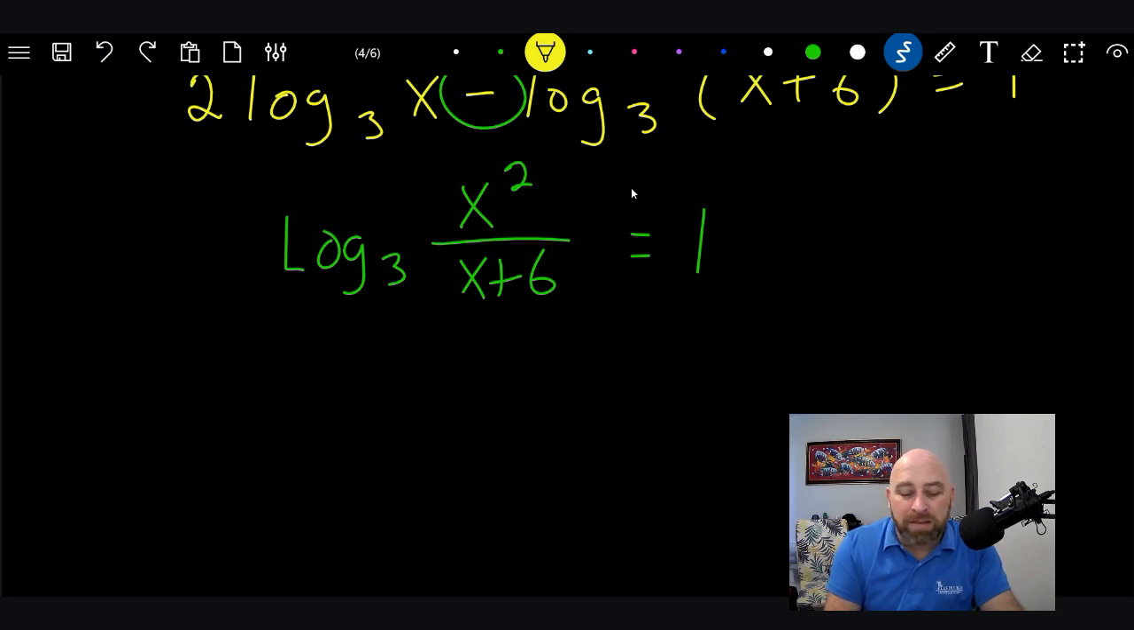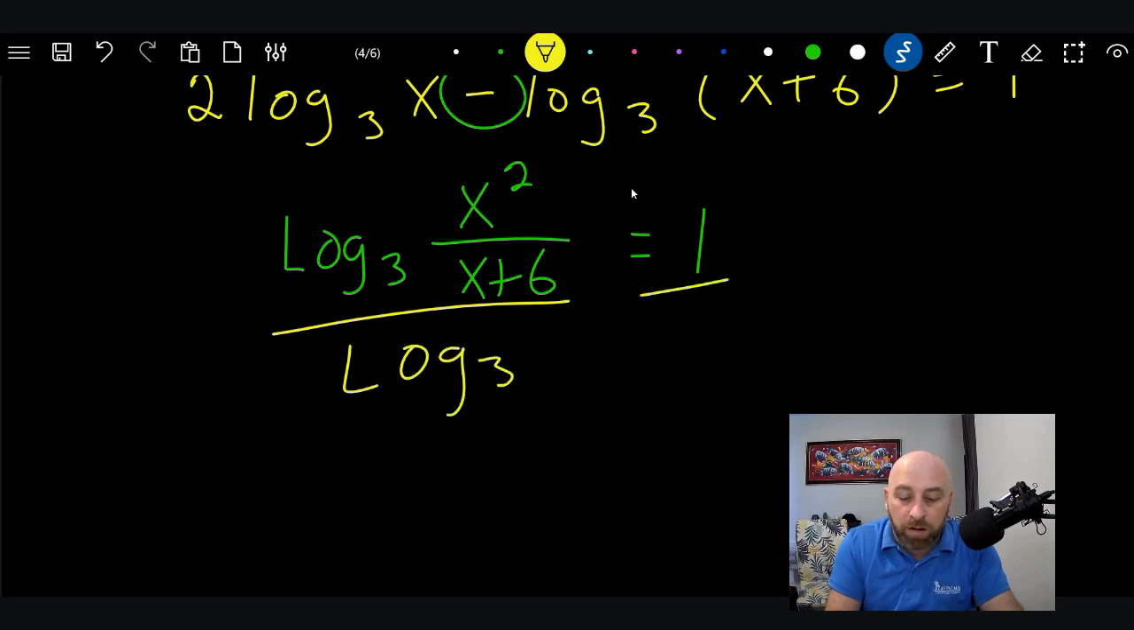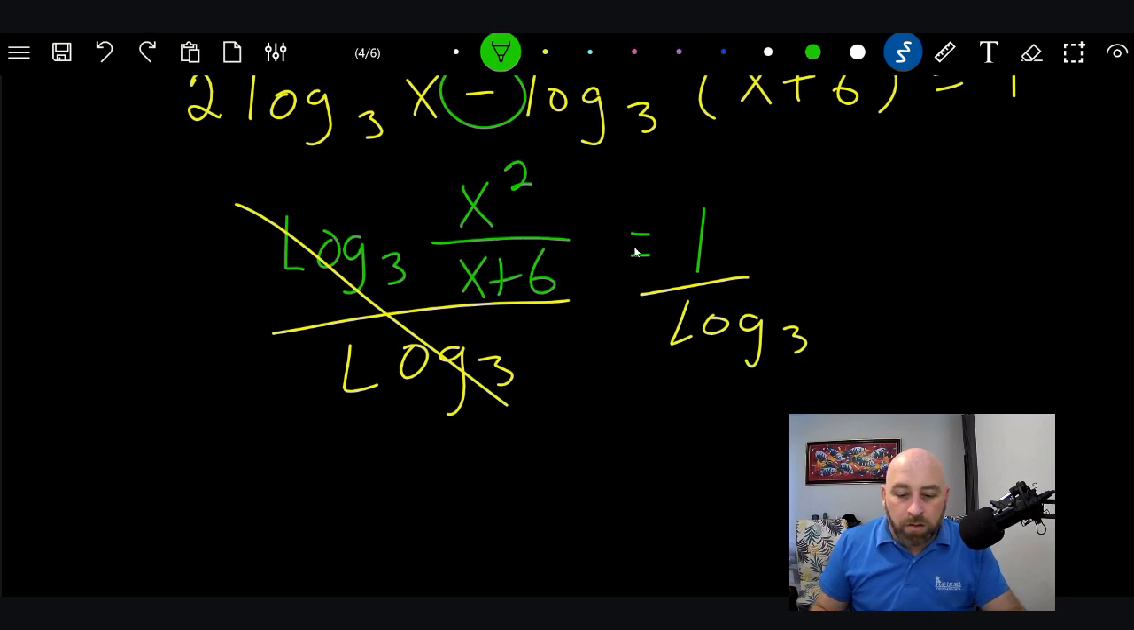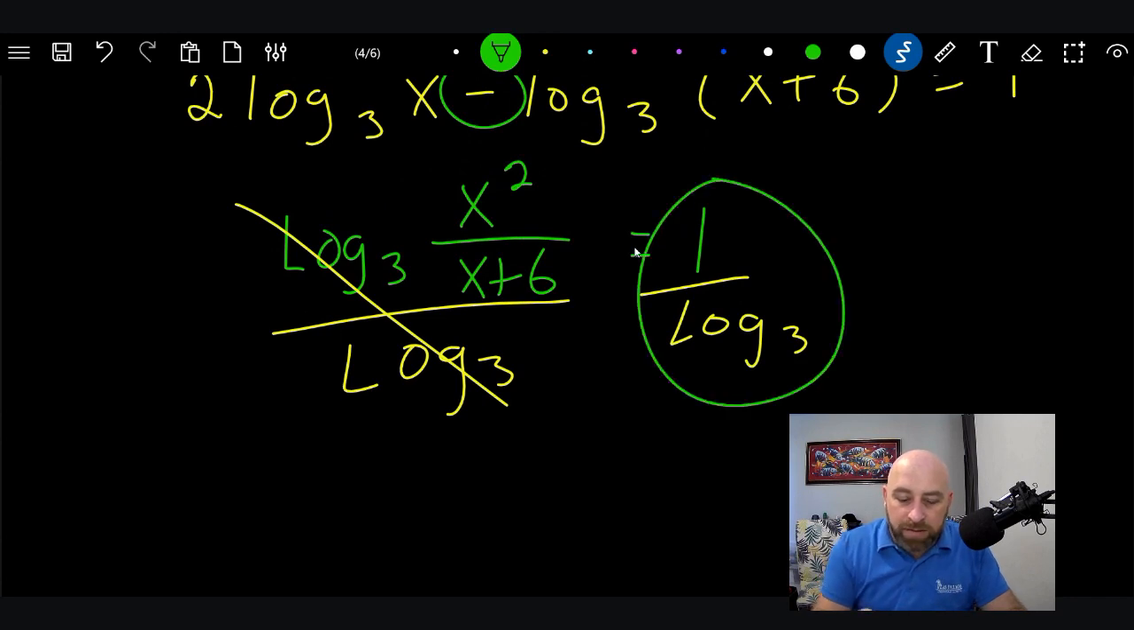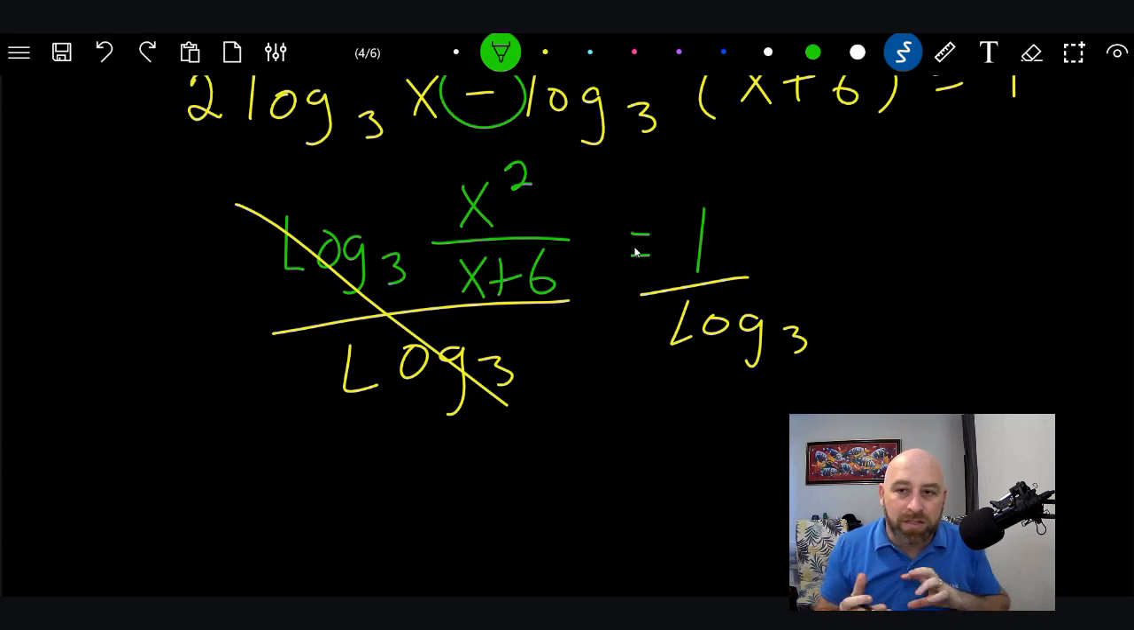One way that this kind of happens here, and this is a little bit oversimplifying it, is if we divide both sides by log 3, that will cancel that over there, because we really want to cancel this. Okay, so now how do we handle this over here? Well, what we want to do there is turn that into an exponential. How do we do that?